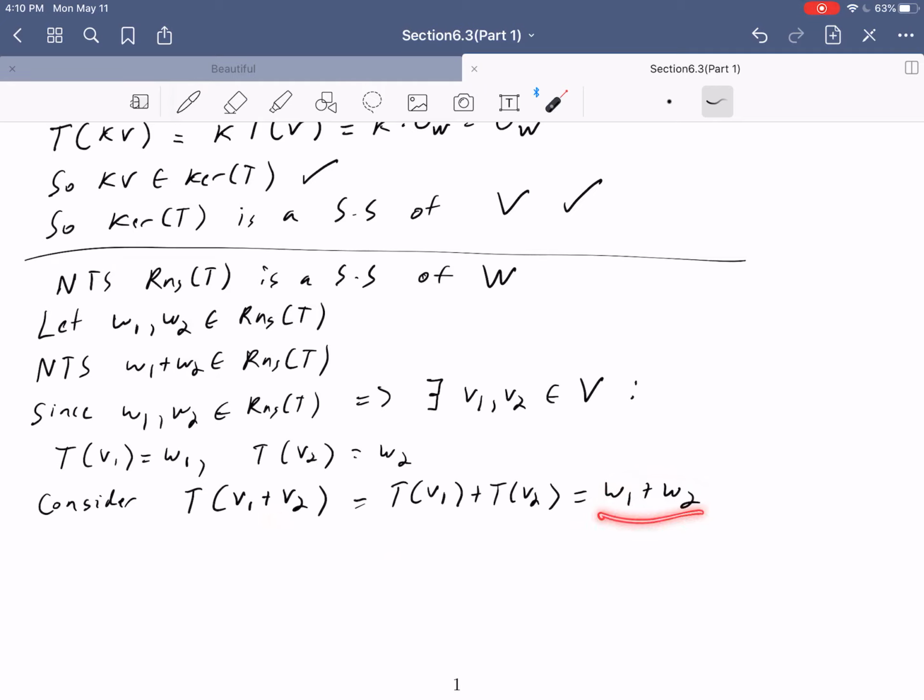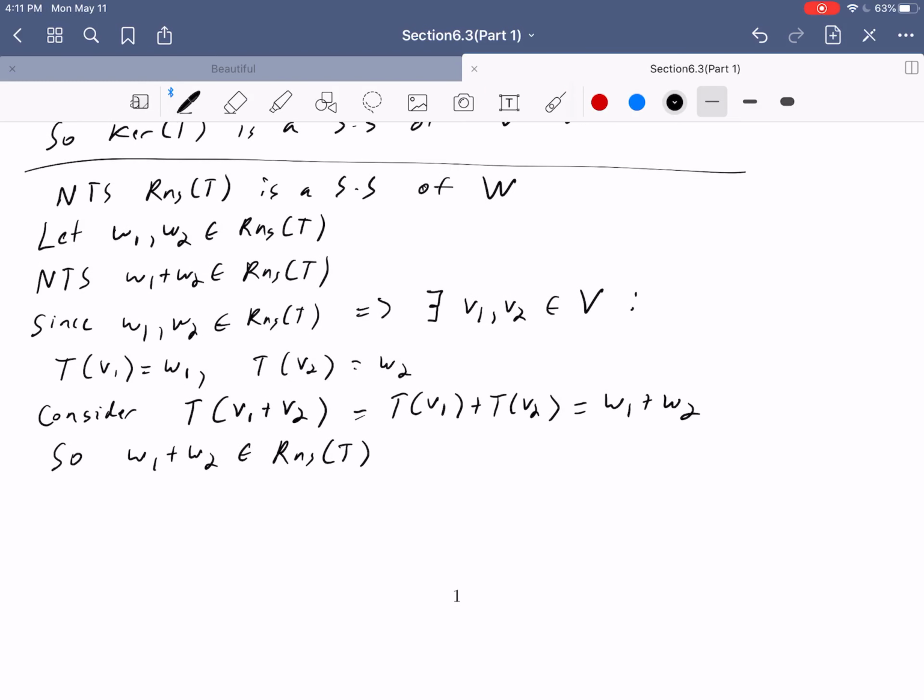Well, that tells us that W1 plus W2 is in the range because we just found something in the domain that gets mapped there. So W1 plus W2 is an element of the range of T. And we showed that in a little bit of a backwards way. We found the thing, right? We actually found the thing in V that gets mapped to that W1 plus W2. All right, let's do the same idea.